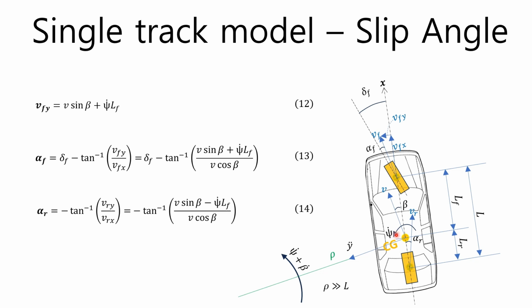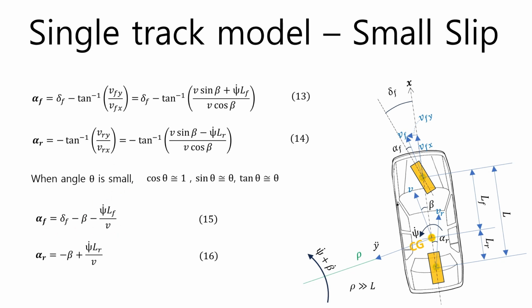The y direction component due to the vehicle's lateral slip angle is V times sine beta, and the y direction speed due to the vehicle's rotation is the yaw rate, psi dot, multiplied by the distance LF from the vehicle's center of gravity to the front wheel axle. Therefore, by adding these two, the y direction velocity component of VF can be obtained as shown in equation 12. Using the arctangent from the geometric relationship, alpha F can be obtained as in equation 13. In the same way, alpha R can be obtained as equation 14.